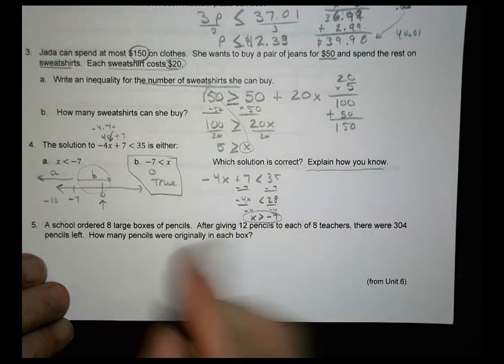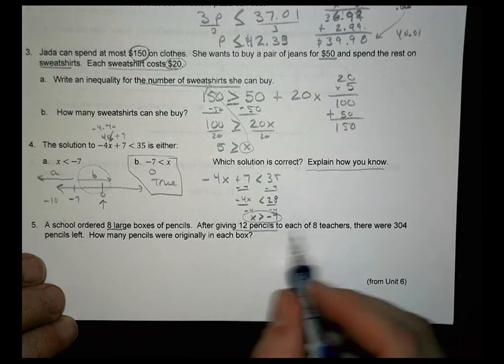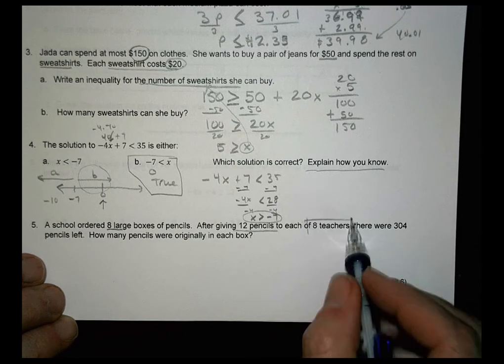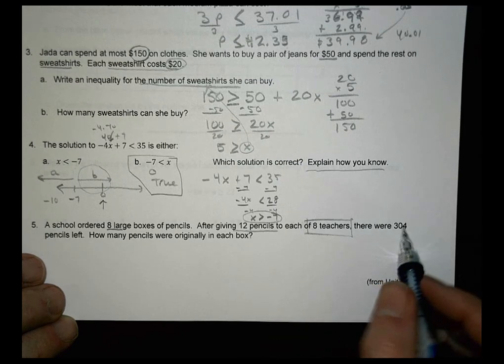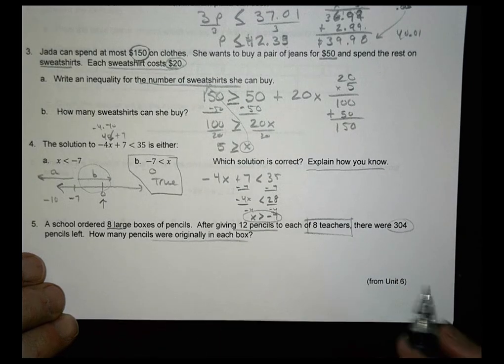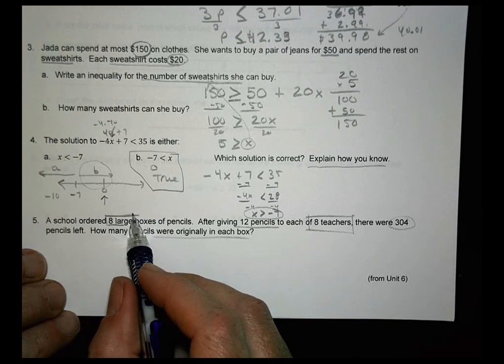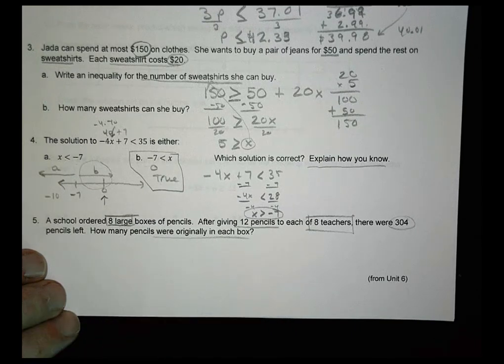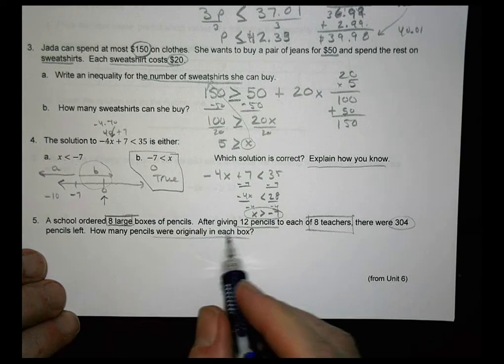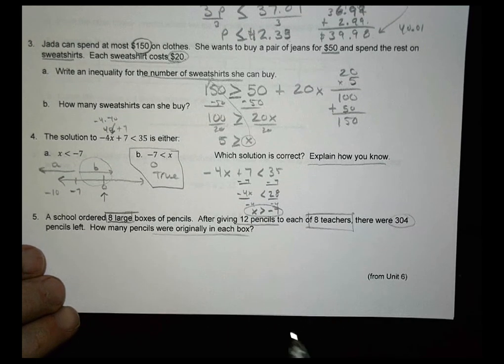And the final problem today says, the school ordered 8 large boxes of pencils. This is a review. After giving 12 pencils to each of the 8 teachers, there were 304 pencils left. How many pencils were originally in the box? All right, so great little problem here. They ordered 8 large boxes of pencils. They gave each teacher 12 pencils, and they had 304 pencils left. So how many were in the box originally?